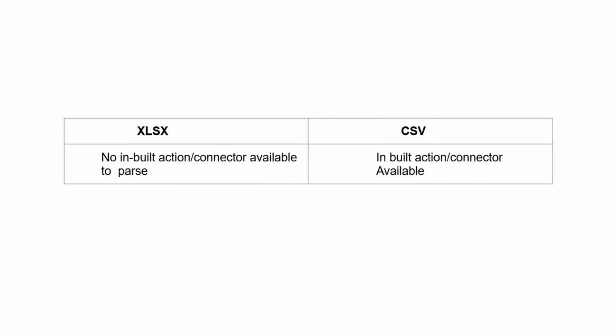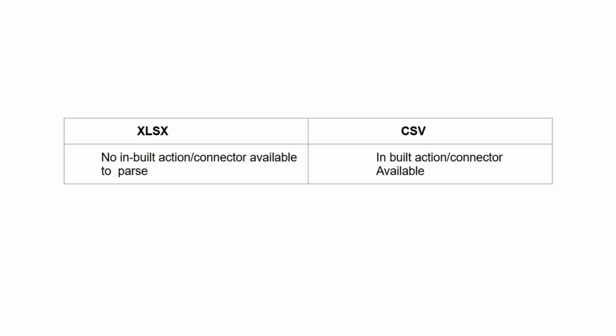Okay, let's jump into today's session, which is about parsing an Excel sheet. Excel has different types of extensions. Today we are going to cover xlsx. CSV format, as you already know, has inbuilt parsing connectors in Workato that you can use directly to parse it. Whereas for xlsx, we don't have an inbuilt connector or action available to parse it.